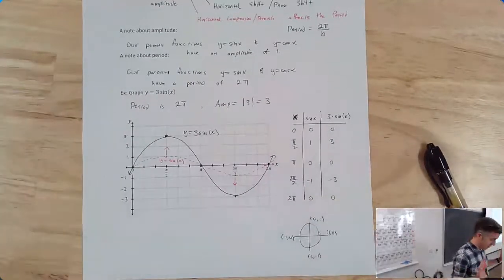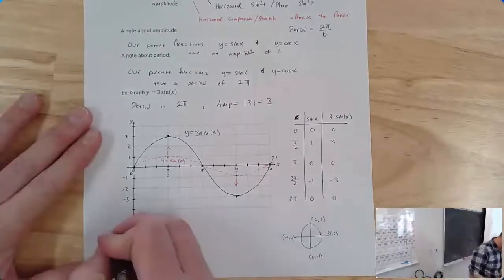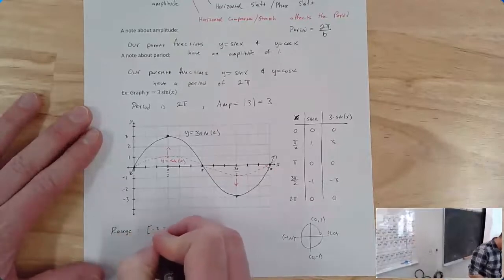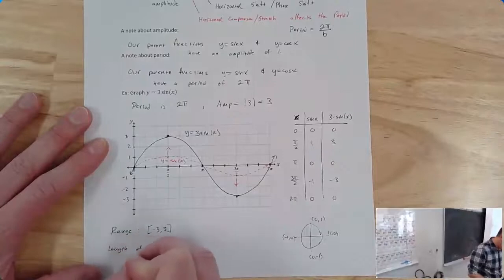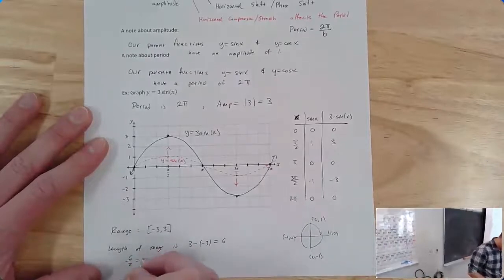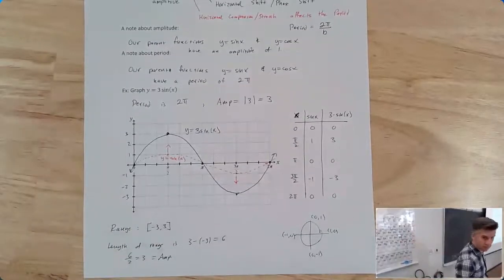Notice, just because I think it's worth noticing, if you take the total length of the range, so the range here goes as low as negative 3 and as high as 3, the length of the range is 6. And 6 divided by 2 is 3, which is your amplitude. That's another way to think about it.